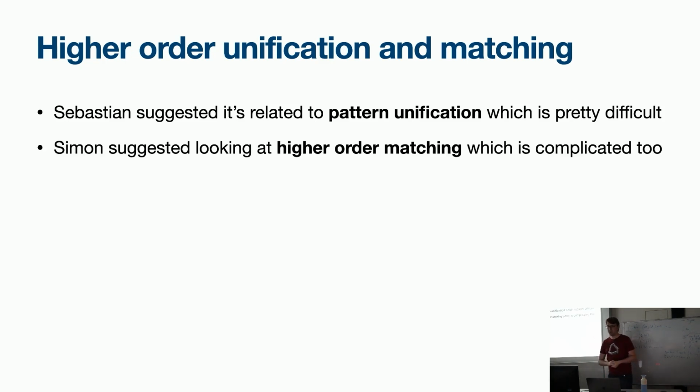And Simon suggested looking at a paper about higher order matching, which is complicated too. There was a paper written about it by Demoor and Sittampalam, who implemented this, I think also for Haskell, but it was never integrated into GHC. I don't know the whole story, but I can imagine that it was considered too complicated, and also it can give multiple possible matchings, multiple possible results, so that's not really practical in the rewrite rule engine.